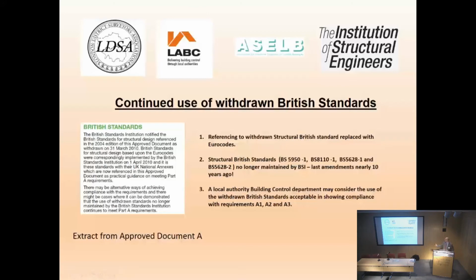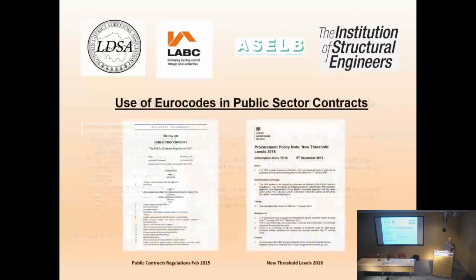Let me read, without pointing at it with the clicker, the text on the left-hand side. This is in Approved Document A. There may be alternative ways of achieving compliance with the requirements, and there may be cases where it can be demonstrated that the use of withdrawn British standards, no longer maintained by the British Standards Institute, continues to meet Part A requirements.